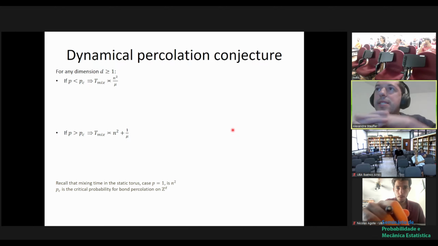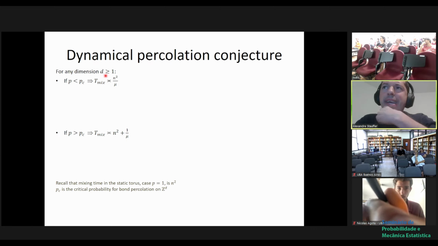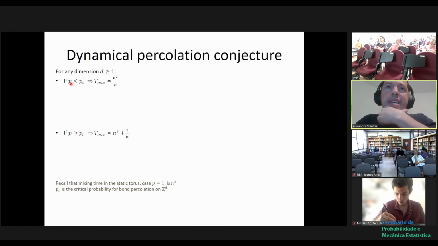What do we expect to happen for the mixing time? For any dimension, including dimension 1, we can split this into two cases initially, at least. There is a subcritical case, p less than p_c, where p_c is the critical probability for bond percolation on Z^d, so it depends on the dimension. If p is less than p_c, the conjecture is that the mixing time is of order n squared over mu.